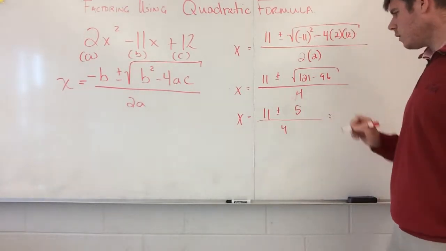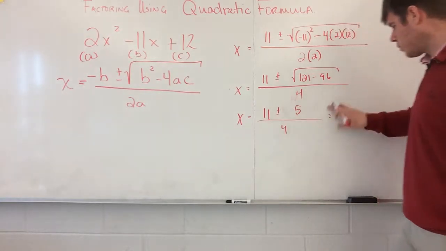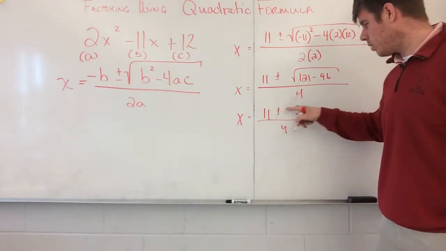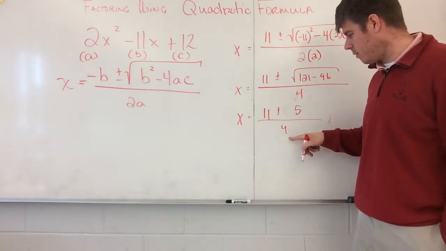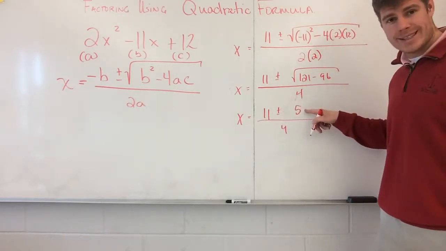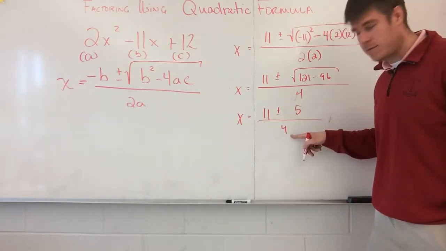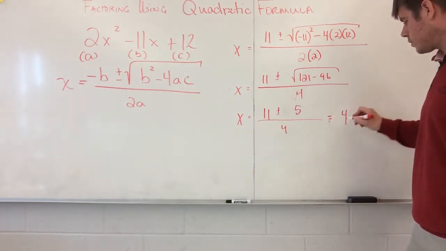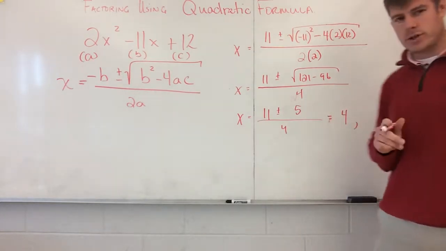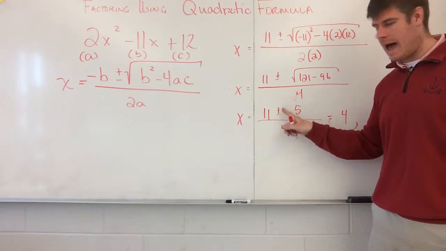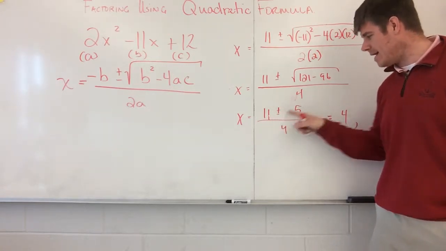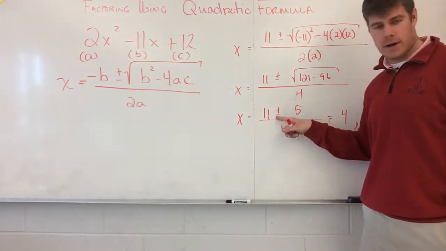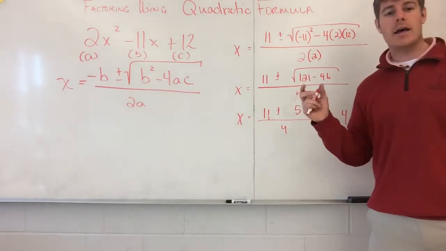So what I have here is the first one: I do 11 plus 5, then divide by 4. So 11 plus 5 is 16, divided by 4 is 4. So my first answer here is 4. I have 2 answers because the first one tells me to add, and the second one says to do 11 minus 5. 11 minus 5 is 6.